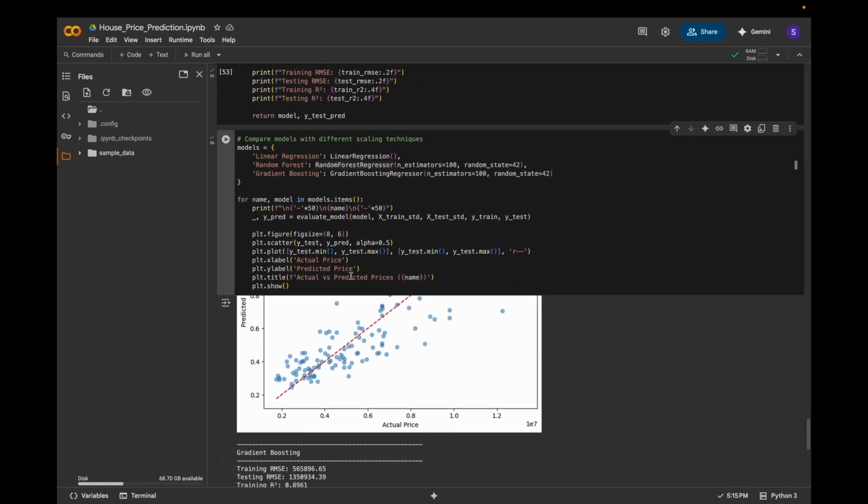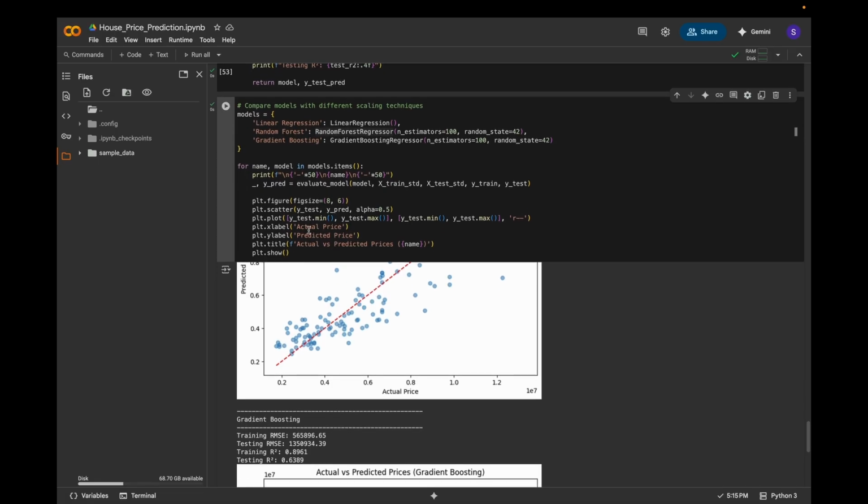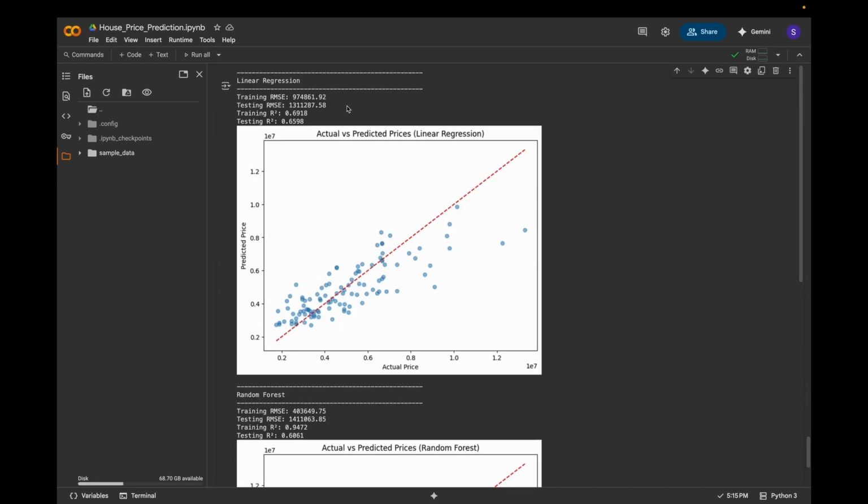Then we go on to plt.figure, figsize equal to (28, 6), and then all the way to plt.show. What this code does is create a scatter plot of the actual versus the predicted house prices for each of the models. So here's the scatter plot for the actual versus predicted price for the linear regression.